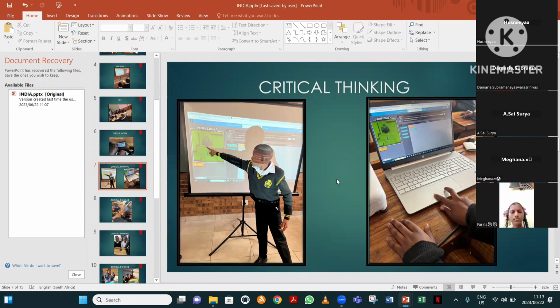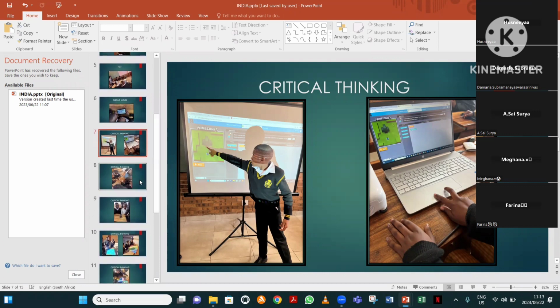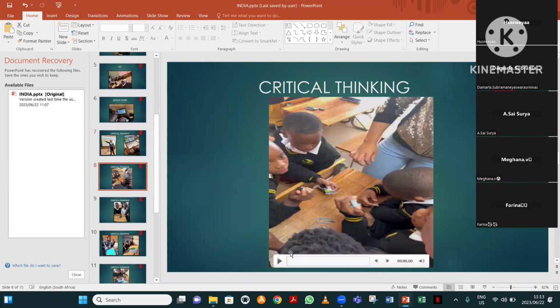Here they were just doing a Minecraft game using a laptop and the overhead projector. So they were collaborating, critical thinking. This game includes critical thinking, collaboration, communication. So I'm teaching them all those things in life skills so that they will know how to respond to life lessons whenever they come across them. And then here, I'm gonna play you a video.